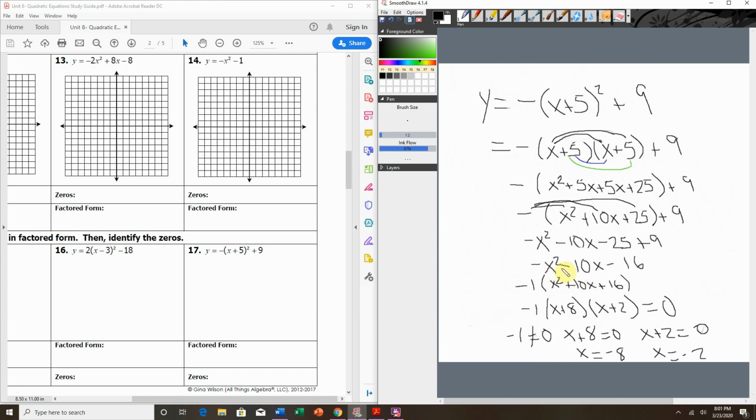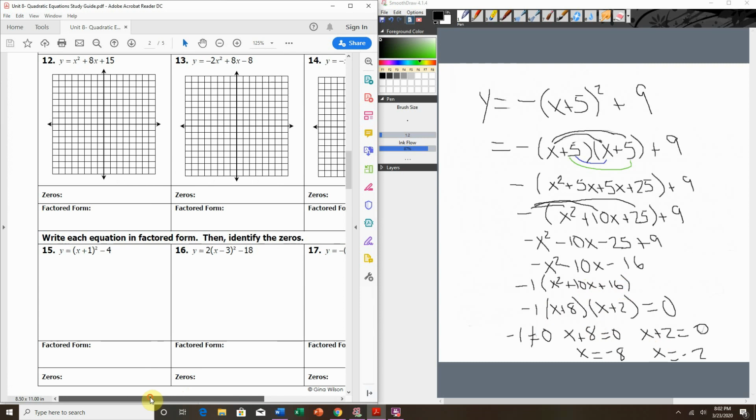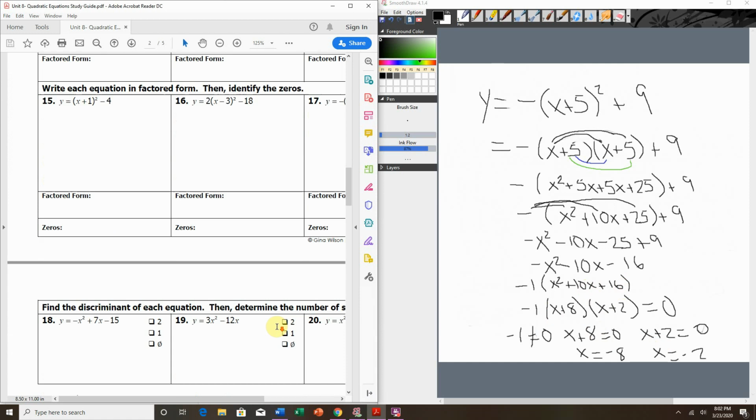In this case, we had to use the greatest common factor, because our a had a value. Or you could have done slip and slide with the -1 into the -16. Your choice, but I thought it was a little easier. It's greatest common factor. We can pull out a -1. Then it gives us c, what multiplies to c and adds to b. And then you solve from there. So that is 17. So 15 and 16, you will be doing very similar, factored form and figuring out the zeros.